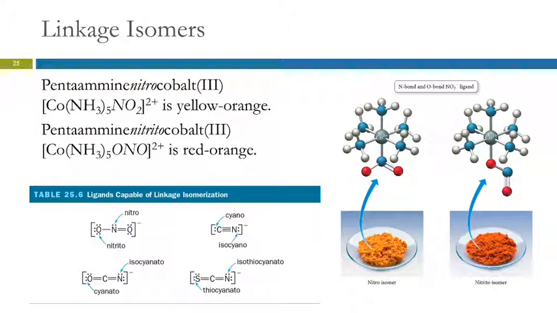So here we have two linkage isomers: pentaamminenitrocobalt(III) and pentaamminenitritocobalt(III). The nitro isomer is more of a yellowish orange, and the nitrito isomer has a darker color. The difference here is how that nitrite ion is attached. Here it's attached by an oxygen, and here it's attached by the nitrogen. Any questions? Here are 4 of the ligands that are capable of linkage isomerism.